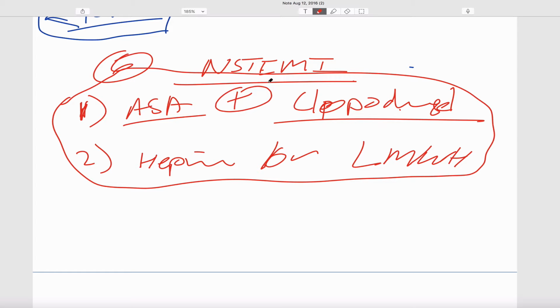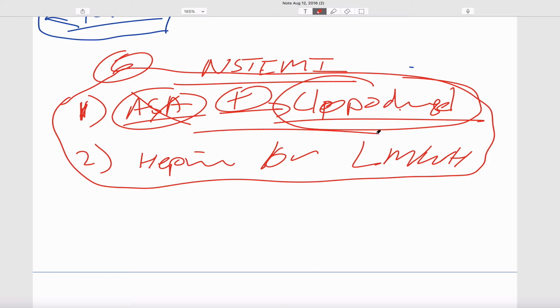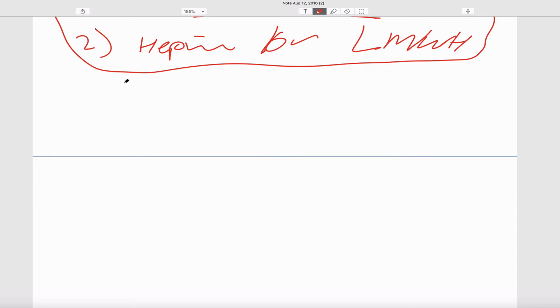Of note, even for STEMI up here, if you're allergic to aspirin, you give clopidogrel. If you're not allergic to aspirin, you give aspirin and clopidogrel for non-STEMI. Then we get into stuff that is not as time sensitive, but needs to happen in about 24 hours is what we need to think about.